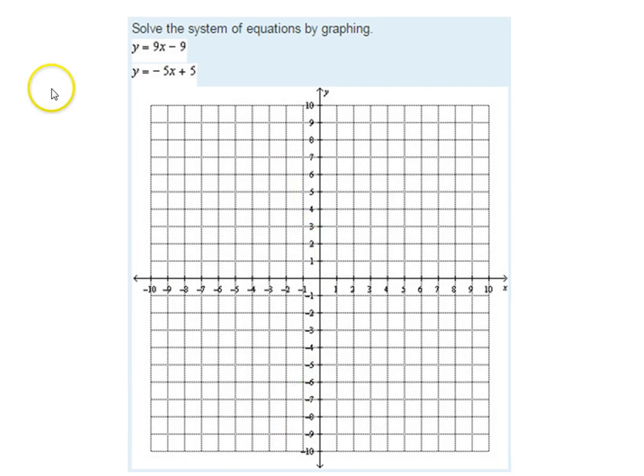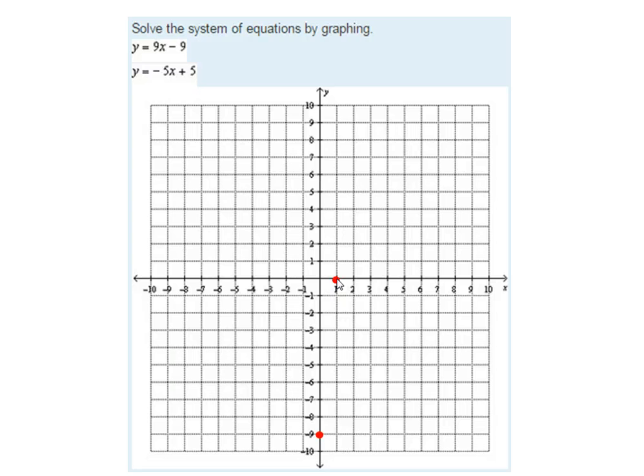Have another one here, same type of question, just different equations. Solving the system by graphing. Once again, we have our equation. Our top equation here is in slope-intercept form. Our y-intercept is negative 9, so I'm going to plot negative 9 right there, because that's our y-intercept. Our slope is 9. Notice that's not a fraction, so we're going to treat it as 9 over 1. So we're going to go up 1, 2, 3, 4, 5, 6, 7, 8, 9, and over 1, because our slope is 9 over 1.